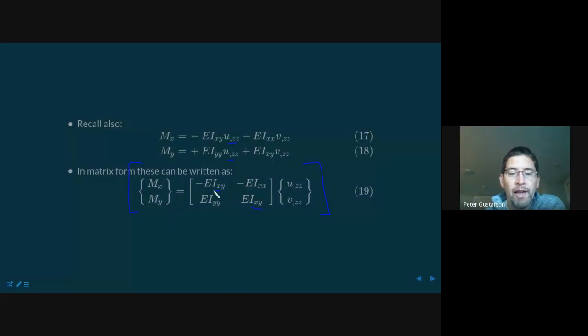Except now if we say that IXY is equal to 0, there and there, what we get is that MX is equal to minus EIXX v comma zz, and vice versa. So MY is equal to EIYY u comma zz. So not new. We're just canceling a term that, if it is 0, simplifies the equations. All right.